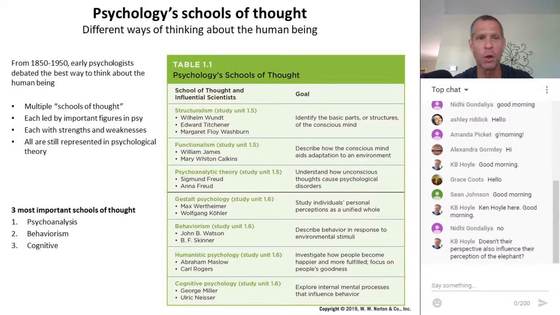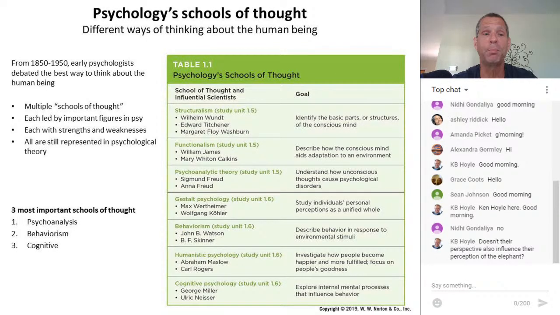Now, your book in Table 1.1 talks about some of the early approaches or perspectives, KB, on what humans were like. These represented different individuals who were very early in the study of psychology who said, hey, wait a minute, maybe we should study human beings this way. Each of these schools of thought just represents a different perspective, KB. Does everybody understand how I'm building on KB's thought here? Very good point, Ken, right?